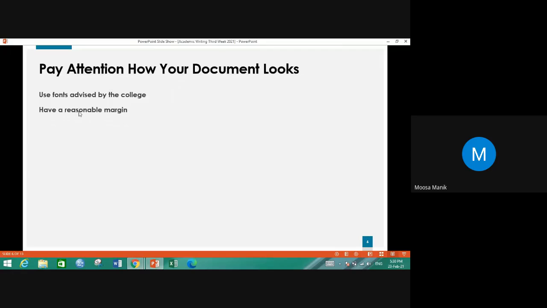And have a reasonable margin. It really doesn't mean that half the page should go to the margin. That's not how it should be. I'm not going to give you any lengths, but you should have a certain width there. You are also advised on the size and style of fonts. In some cases they are given, and the rubric will say the font style must be this and the font size must be this. So please adhere to those when you're writing your assignment.